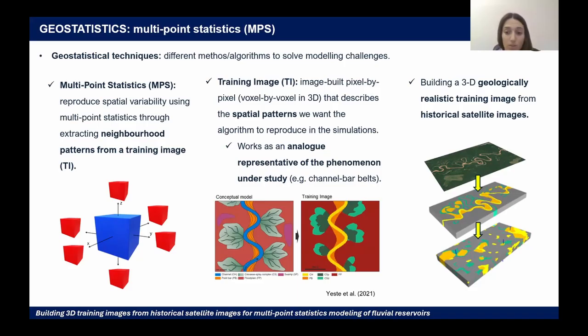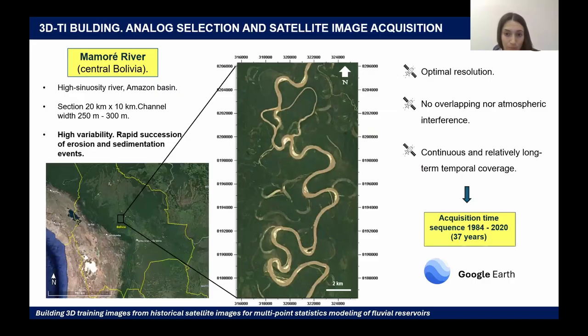So for this reason, the aim of this study is to develop a workflow to construct a three-dimensional and geologically realistic training image from historical satellite images, and to perform multiple point geostatistic simulations to assess how effectively patterns and distribution of geobodies are reproduced.